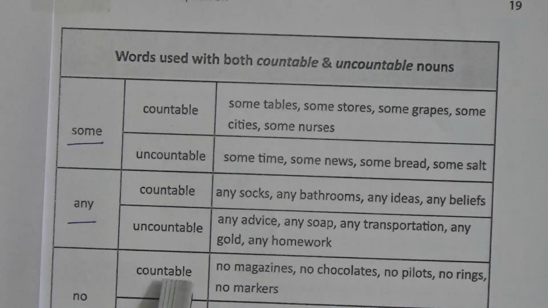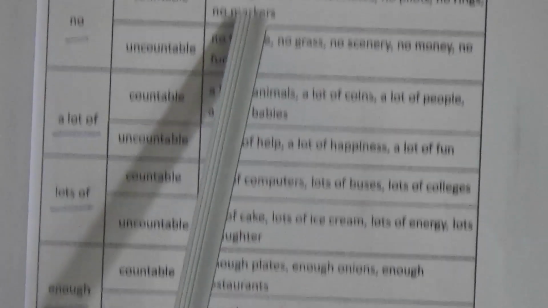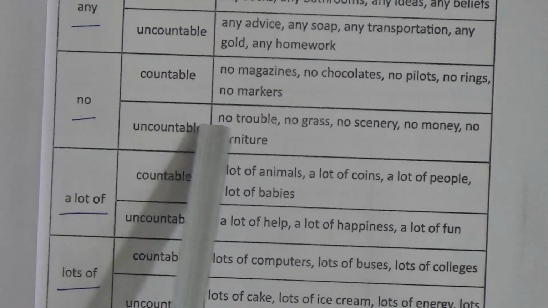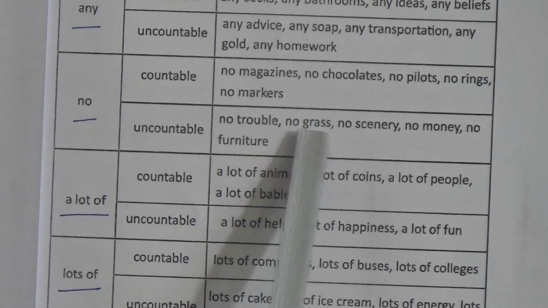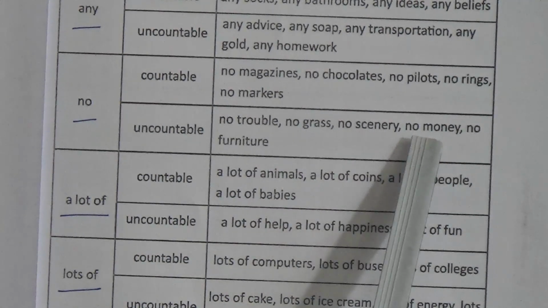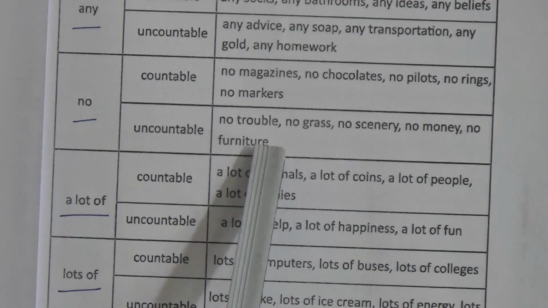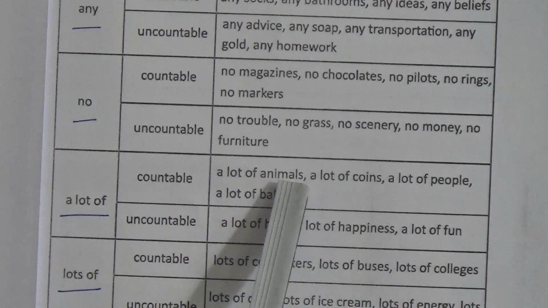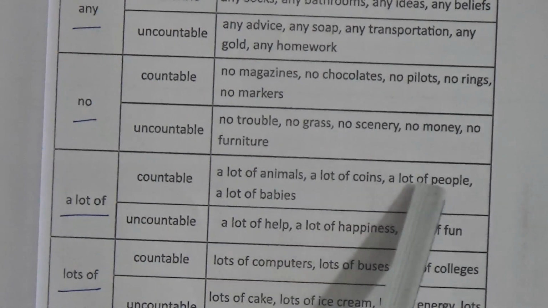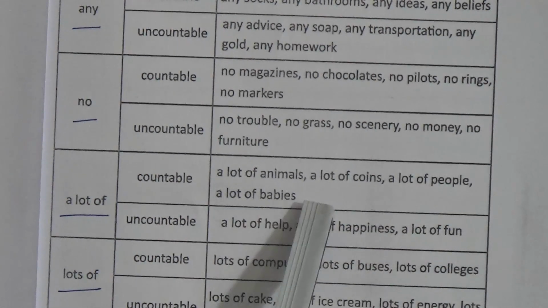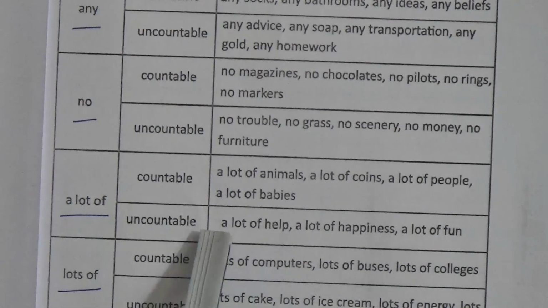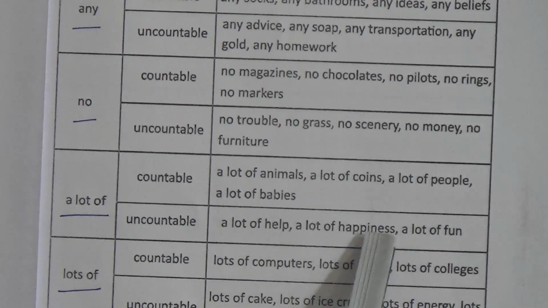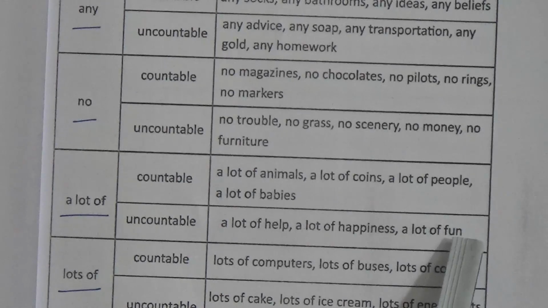No. Countable: no magazines, no chocolates, no pilots, no rings, no markers. Uncountable: no trouble, no grass, no scenery, no money, no furniture. A lot of. Countable: a lot of animals, a lot of coins, a lot of people, a lot of babies. Uncountable: a lot of help, a lot of happiness, a lot of fun.